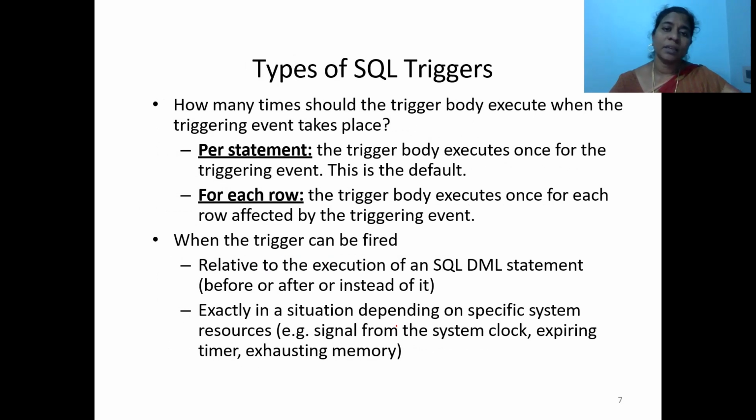Now we'll see what the different types of triggers are. How many times should the trigger body execute when the triggering event takes place? Based on that, there are two types. One is per statement and the second one is for each row. In the case of per statement, the trigger body executes once for the triggering event. This is the default type of trigger. The second type is for each row. In this case, the trigger body executes once for each row affected by the triggering event.